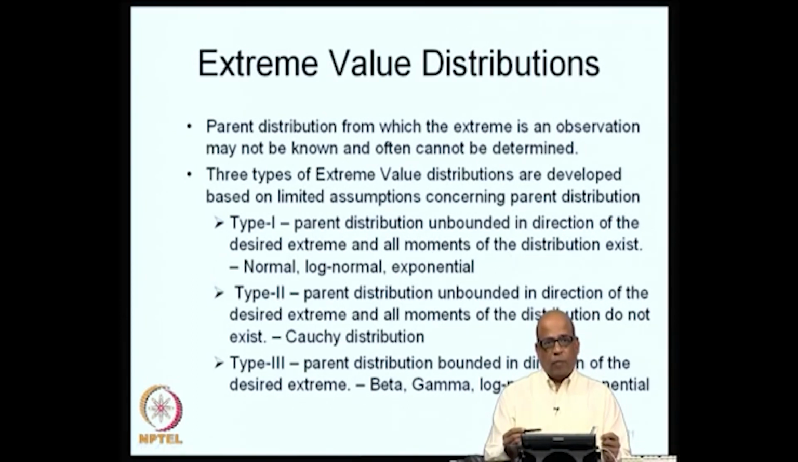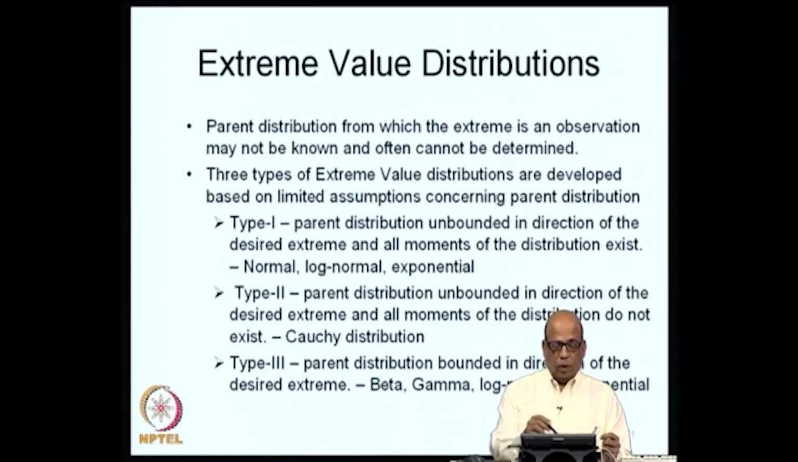Which are these types of distributions? Remember, here we are talking about the parent distributions, that means the distributions from which the sample has been drawn. So, the parent distribution is unbounded in the direction of the desired extreme. Let us say we are talking about the maximum value, that means to the right of the distribution. So, it should be unbounded in the right direction. As you can see, normal distribution is unbounded in both the directions, log normal is unbounded in the right direction, and exponential distribution is unbounded in the right direction.